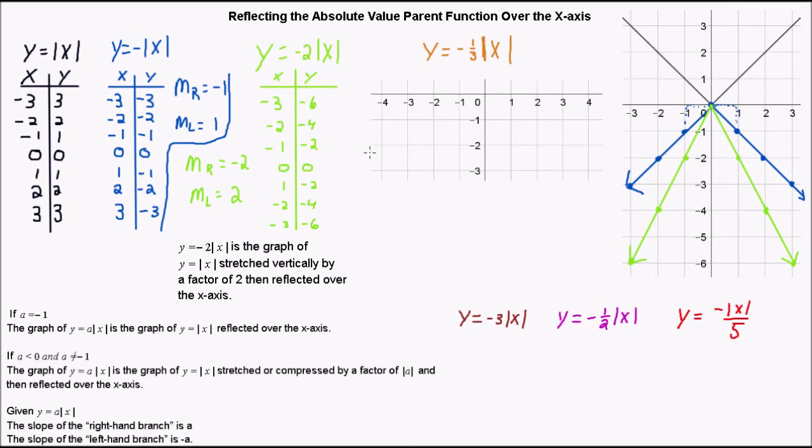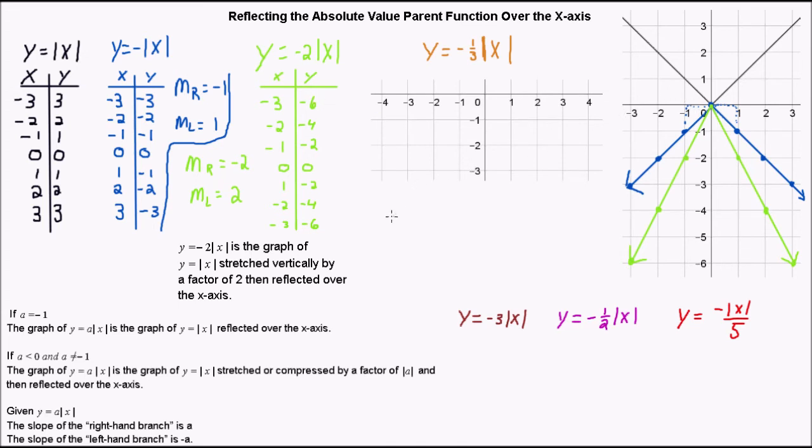Now, if you keep doing several of these examples, what you'll notice is the following. If a is equal to negative 1, the graph of y equals a times the absolute value of x, or y equals negative absolute value of x, is the graph of the parent function reflected over the x-axis. That was this blue example, y equals negative absolute value of x. Now, if a is less than 0 and a is not equal to negative 1, the graph of y equals a times the absolute value of x is the graph of the parent function stretched or compressed by a factor of the absolute value of a and then reflected over the x-axis. We saw this in y equals -2 times the absolute value of x. It was stretched by a factor of 2 and reflected over the x-axis.